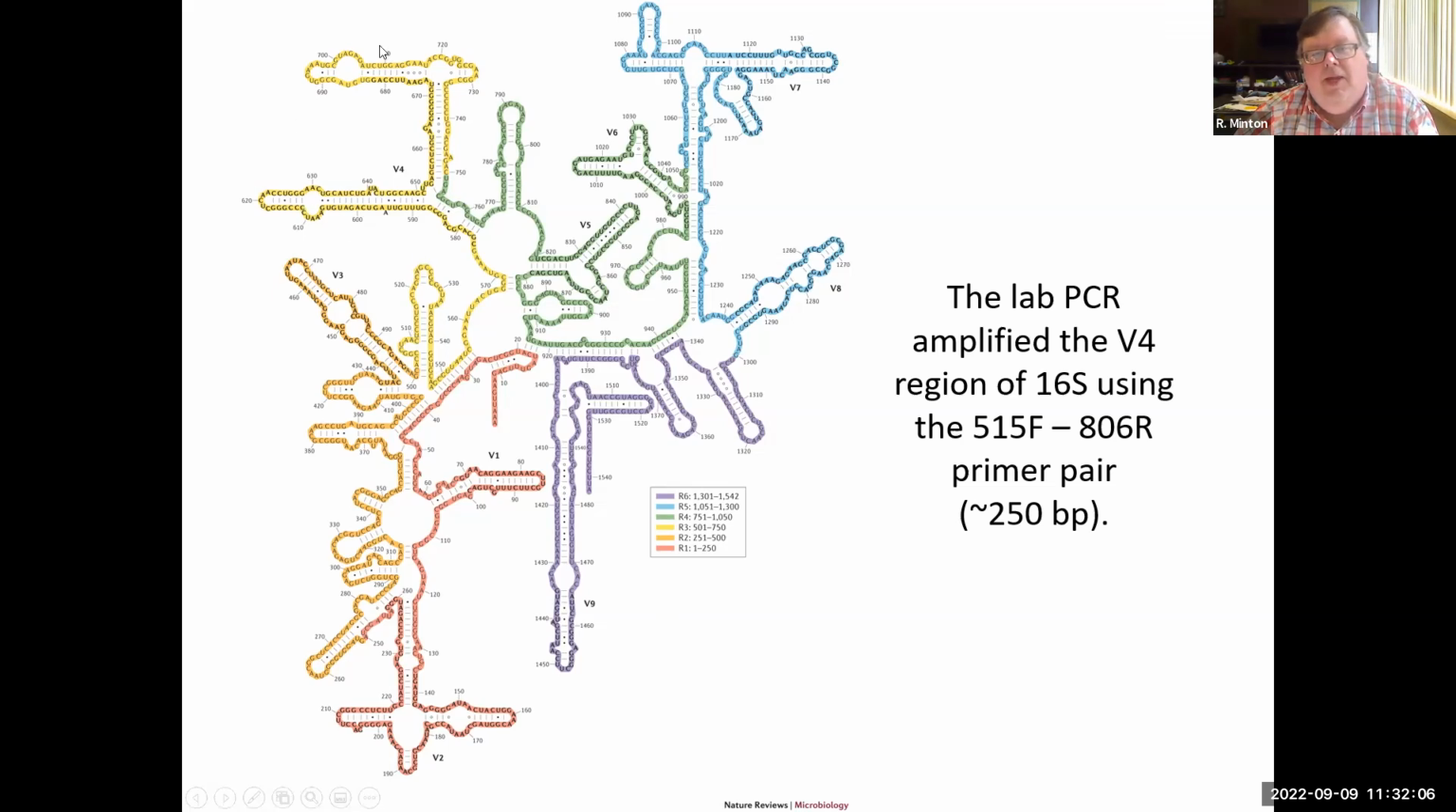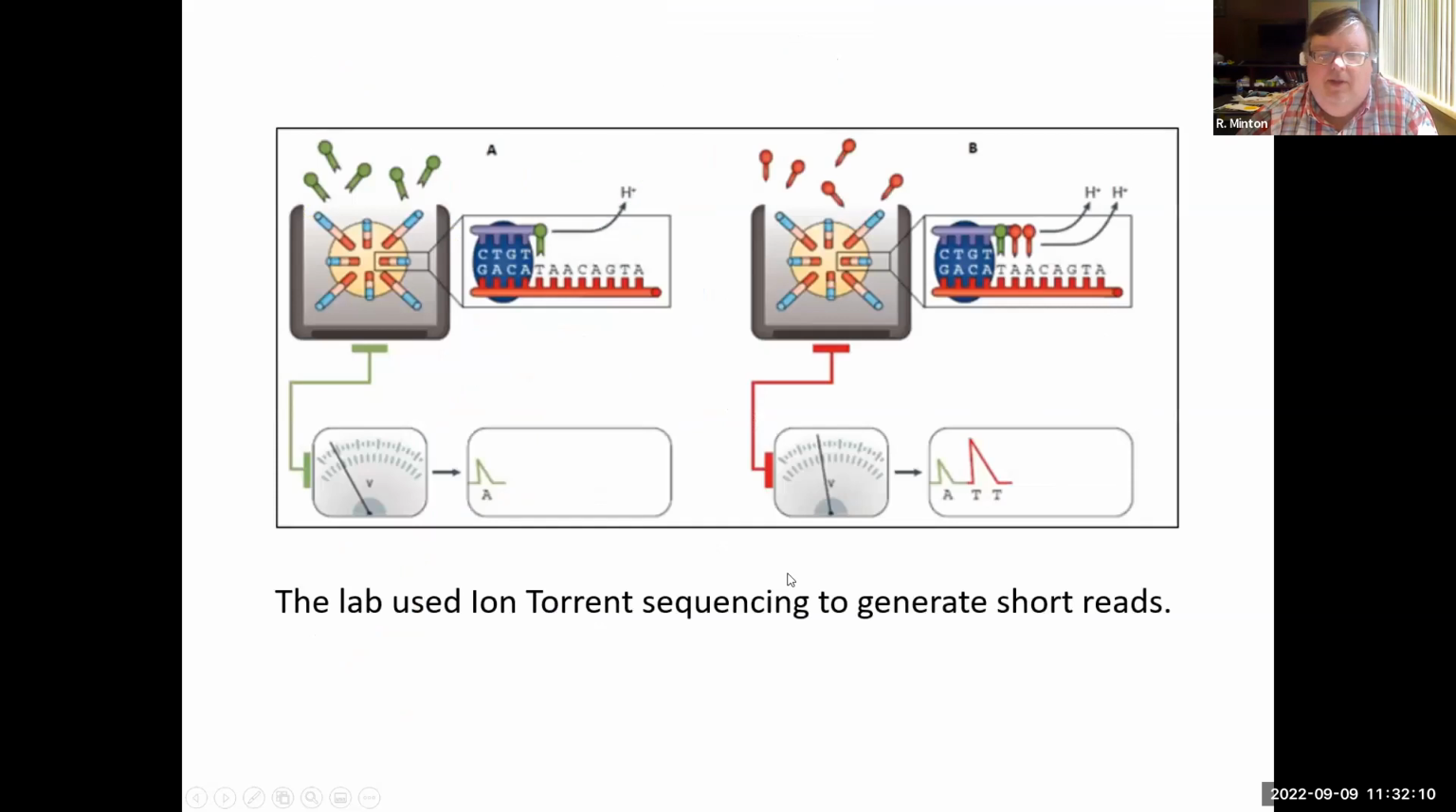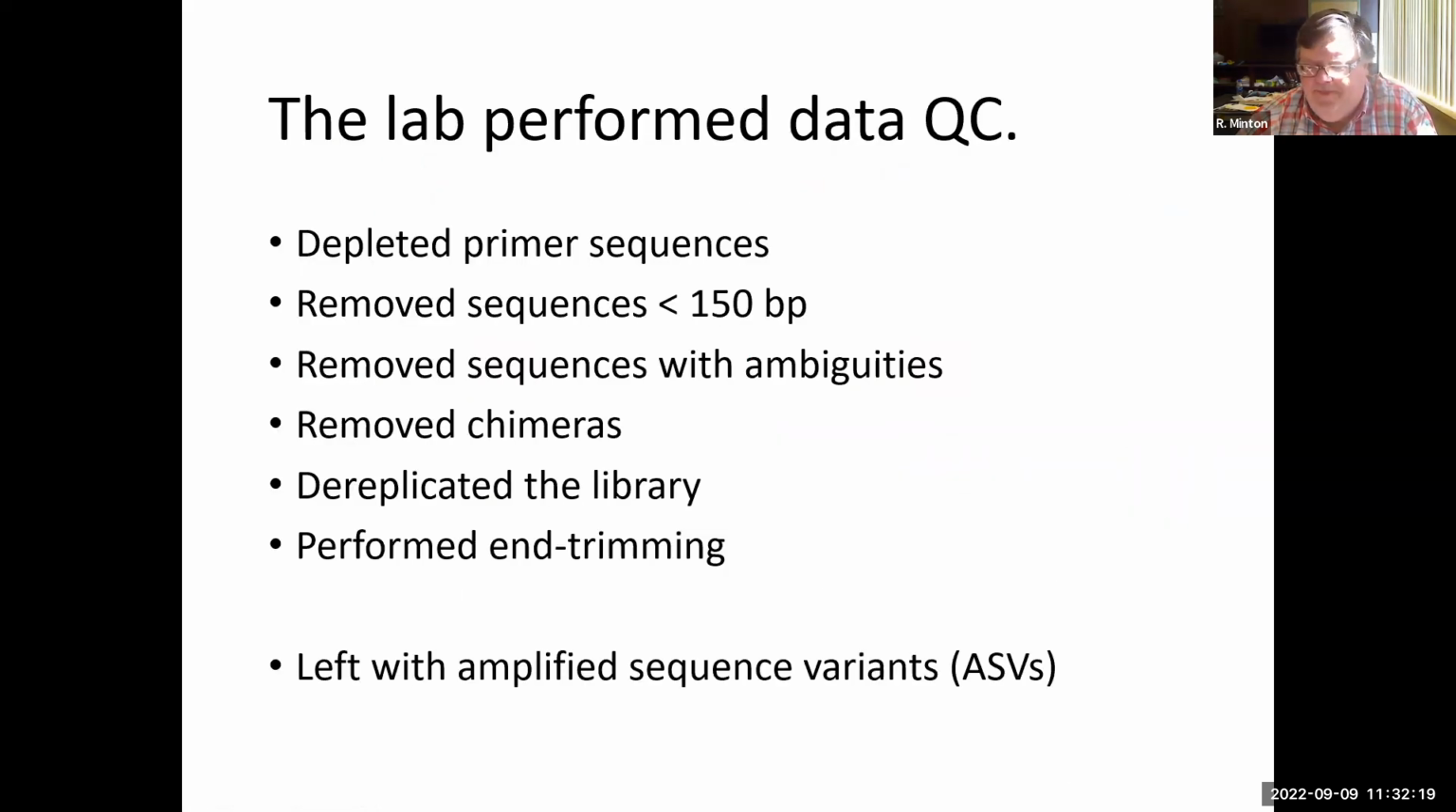So the lab amplifies this chunk of 16S, sequences it. Our lab used Ion Torrent. Nowadays it would be an Illumina sequencer. And they performed all of the QC. We're a small school here, and we were a smaller school in Texas where this work was started. So it was just easier to send everything off, but the lab does all the quality control.